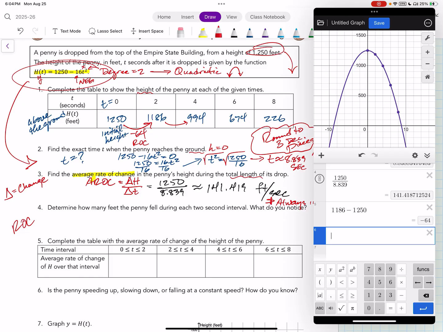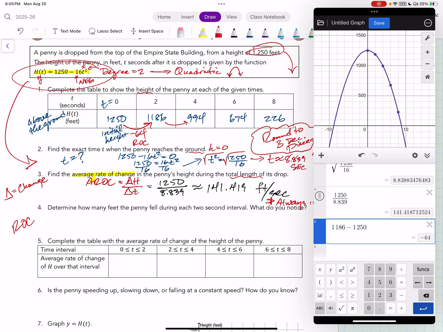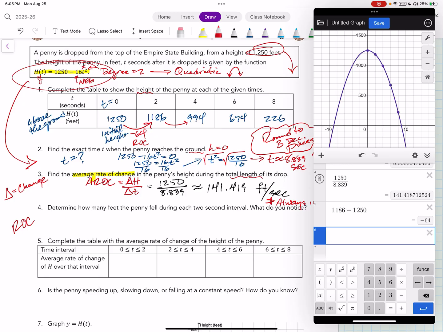And then the next one, we got 1186. Second one, 994 minus 1186. So you just do your rates of change. Notice this is the rate of change of negative 192 feet. We'll interpret this in a minute. We'll figure out what these numbers mean.